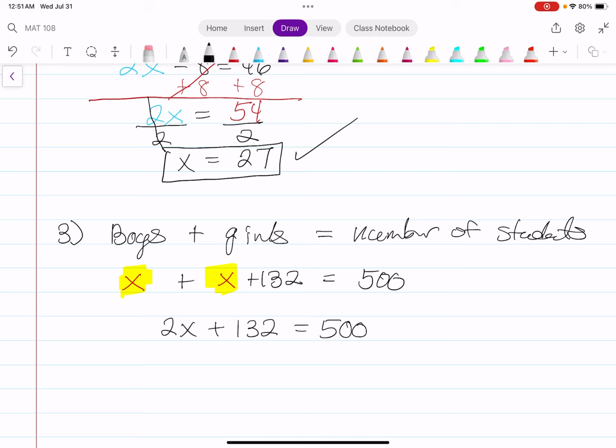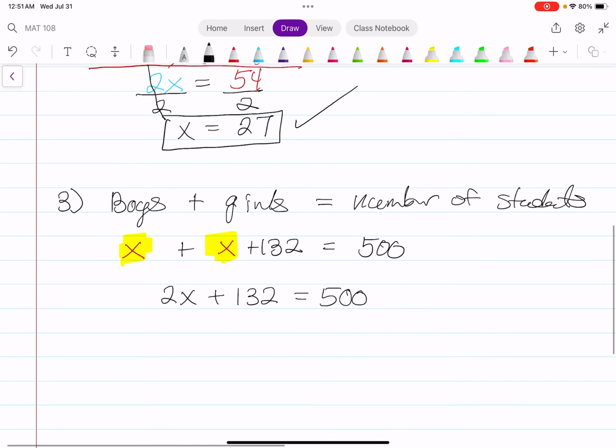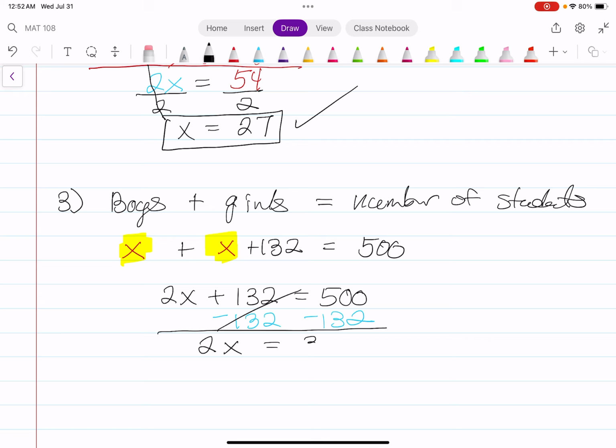The goal is to first solve for X and then go back to the question to see if we satisfied the given condition. So let's do the inverse operation, and let's do PEMDAS in reverse. We see addition of 132. The opposite of adding 132 is to subtract 132 from both sides of our equation. So let's subtract both sides by 132. So 2x equals 368.